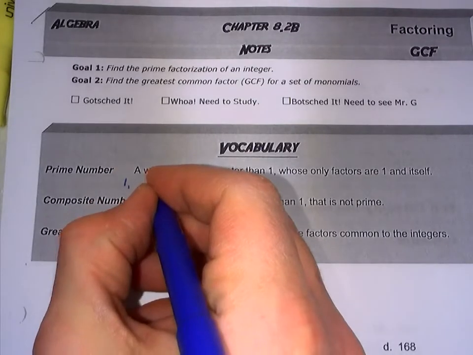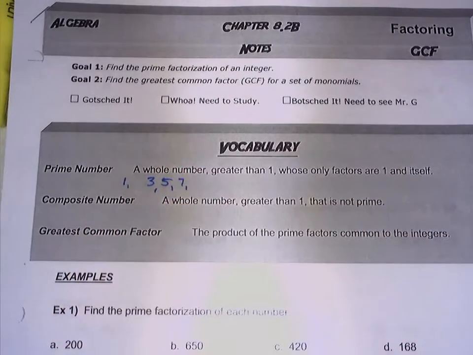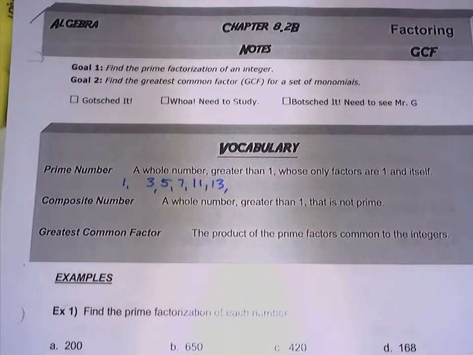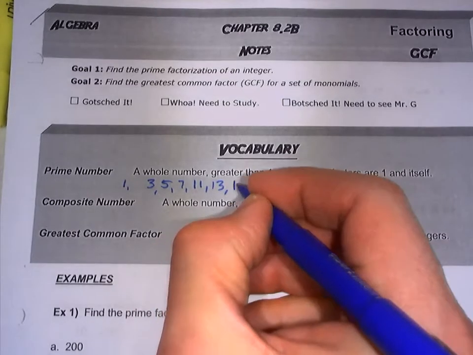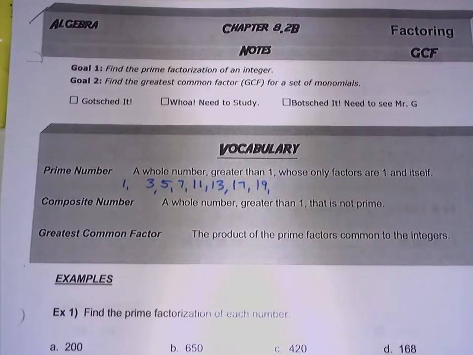3 is considered, I heard 3. I heard 5. 7. 11, right? I heard 13. Yes, sir. 17. 19. Yes, sir. What else? 23. 29.